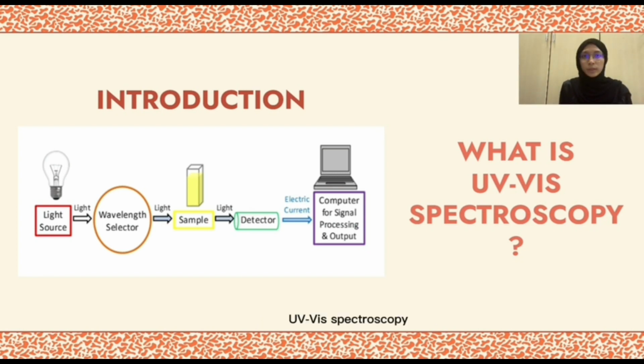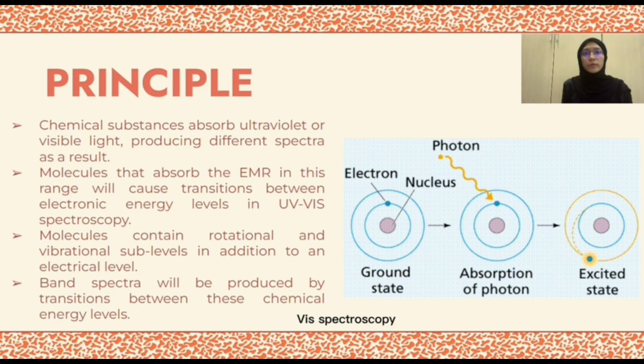UV visible spectroscopy is frequently used to calculate the concentration of a chemical in a solution or to detect the functional groups that are present in the molecule. Different wavelengths of light are used to measure how much of a sample absorbs light, and the resulting data is represented as a spectrum. So, for the principle of UV-vis spectroscopy, firstly, chemical substances that absorb UV or ultraviolet or visible light produce different spectra at the end of the result.